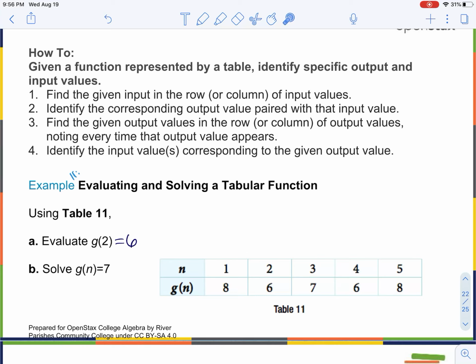And then for part B, you're actually going the other way. So when g of n is 7, what is n? n is 3.